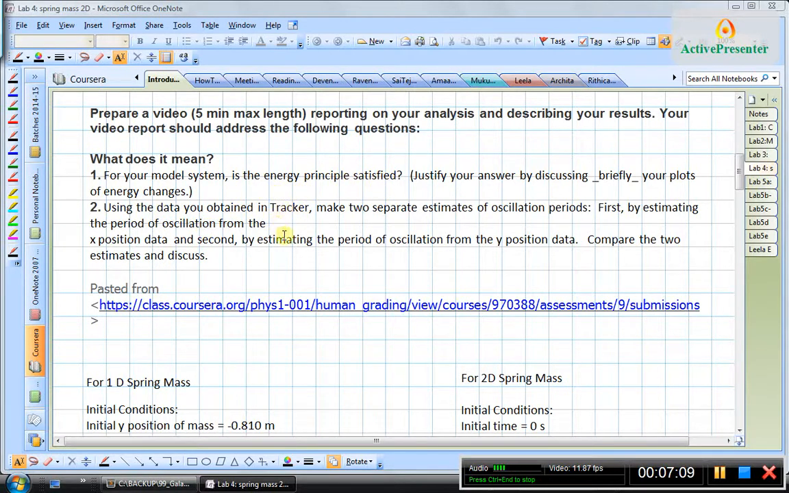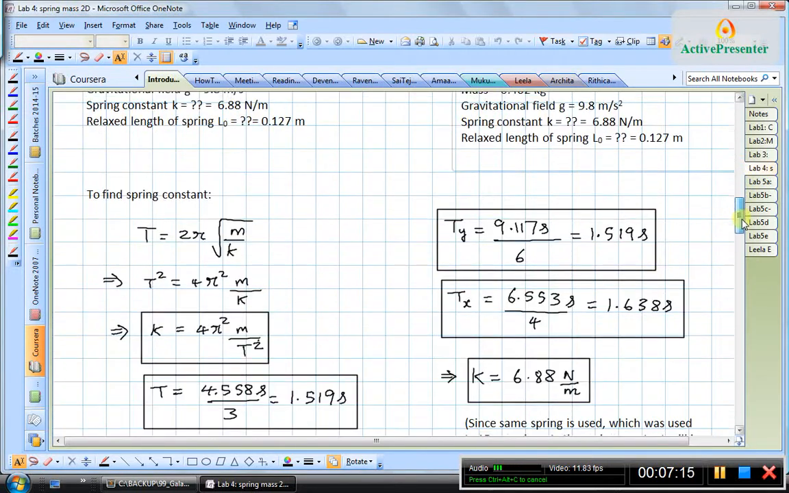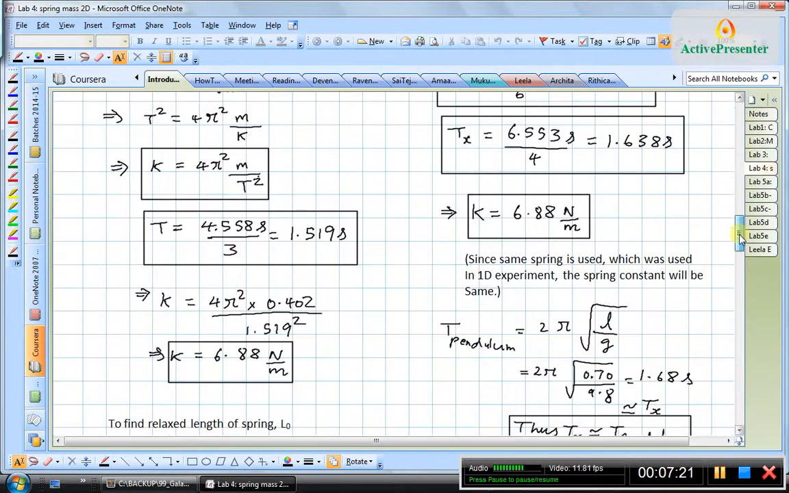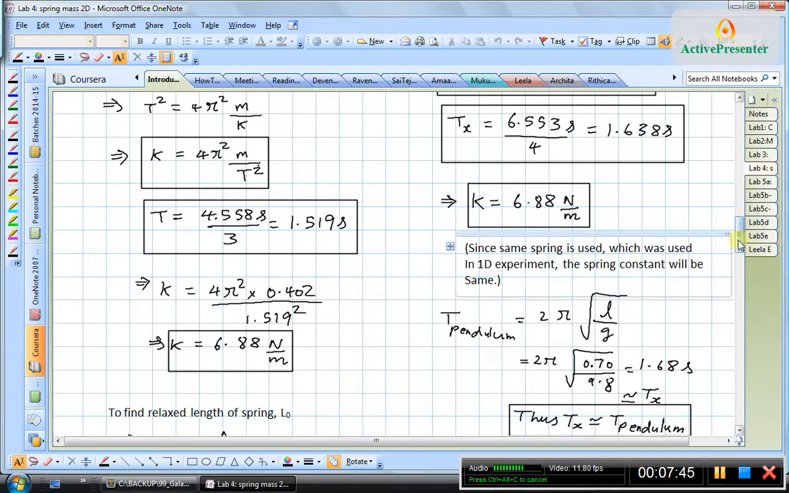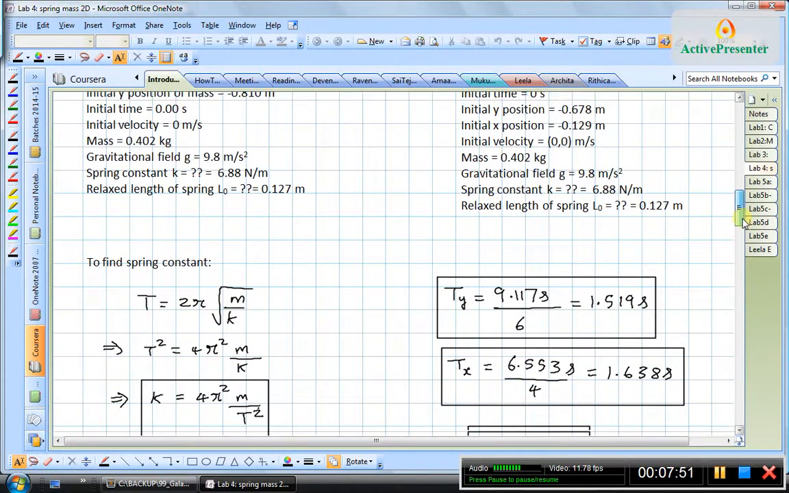Regarding the what does it mean question, we already answered that the energy principle is satisfied. And regarding the two time periods, the time period along the horizontal motion was calculated as 1.638 seconds from the tracker data, and that matches very well with the time period of a pendulum of length 0.7 meters. So it means that the 2D motion of a spring mass system is a combined motion of a simple pendulum and a vertical spring mass system. The time period along the vertical direction is given by 2 pi root of m by k, and the time period along the horizontal direction is given by 2 pi root of L by g.